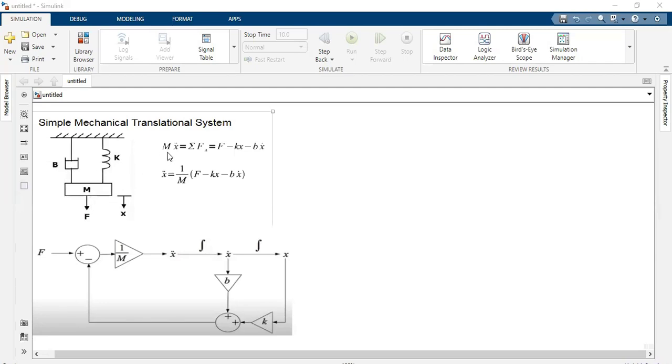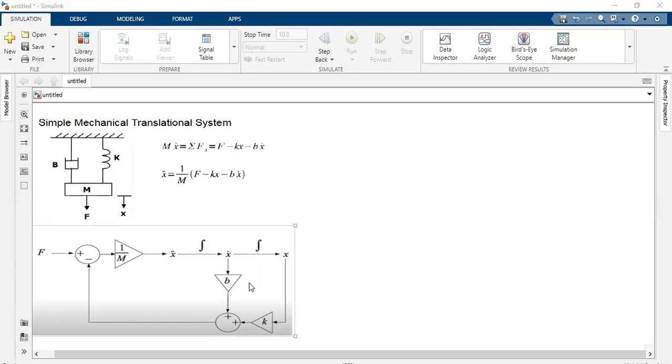So we can write m into x double dot equal to F minus kx minus bx dot. So x double dot is 1 divided by m into F minus kx minus bx dot. So this is the differential equation we have derived: d square x by dt square equal to 1 by m into F minus kx minus bx dot. This equation we are going to represent by means of a block diagram.